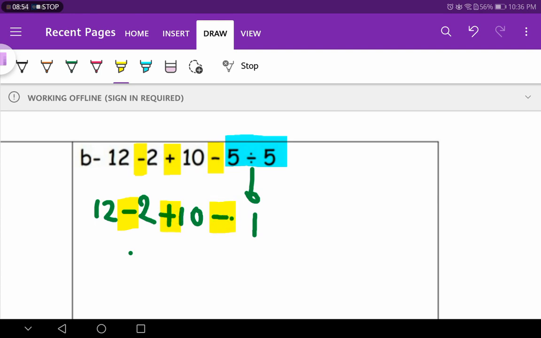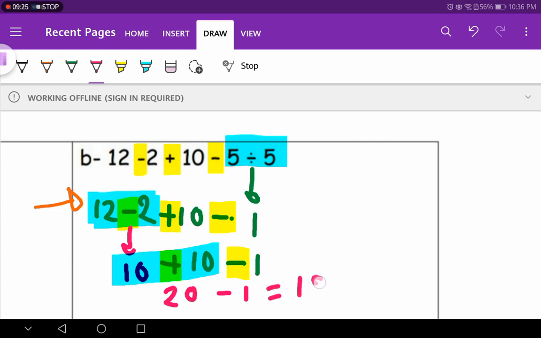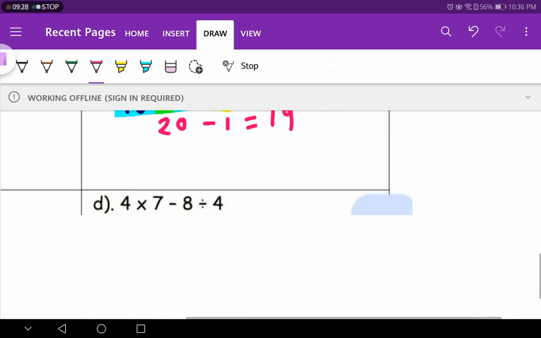All of them have the same order, but the doctor said go from left to right if you have equal order of operation. So this gives me 10, and I copy the left. What is left? Plus 10 minus 1. Now plus and minus have the same order, but I do what comes from the left side. So 20 minus 1 equals 19. Are you happy with that, my dear student?